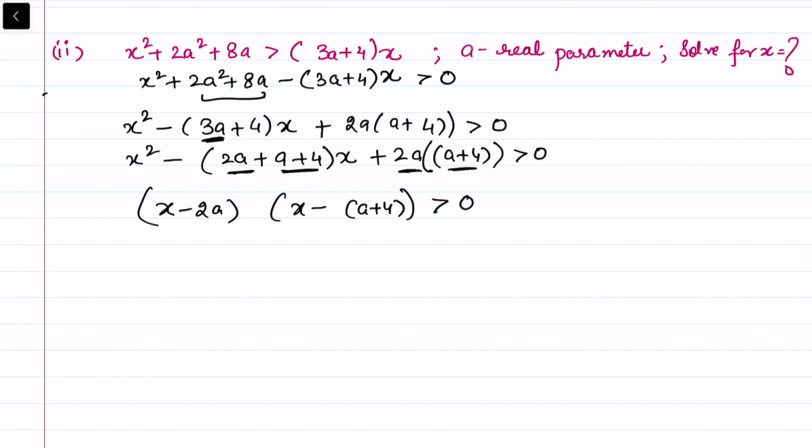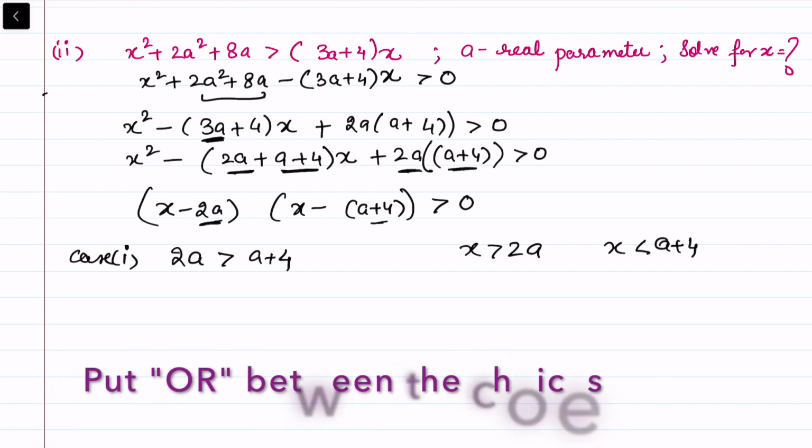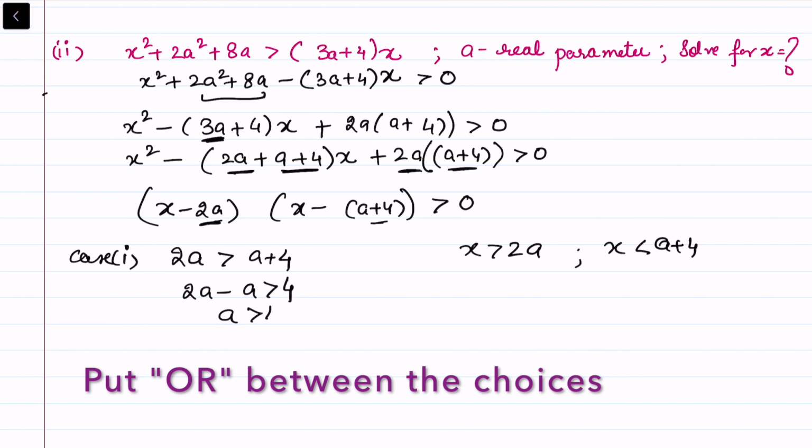Now again there are two cases. x is bigger than the bigger quantity or x is smaller than the smaller quantity, but we do not know which is bigger, 2a or a plus 4. So we will have to make three cases again. What happens when 2a is bigger than a plus 4? In this case, we will get the answer as x is bigger than 2a or x is smaller than a plus 4. But in this case, 2a minus a is greater than 4, so a is greater than 4. So for a strictly greater than 4, we have this case.